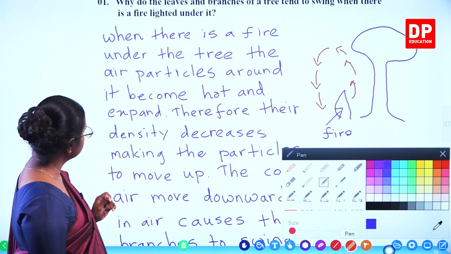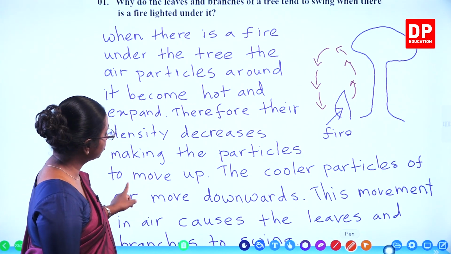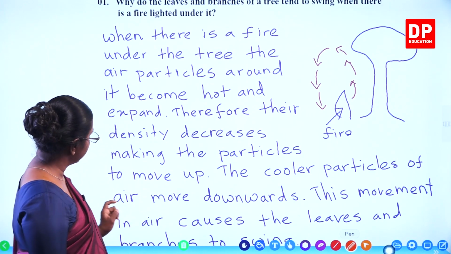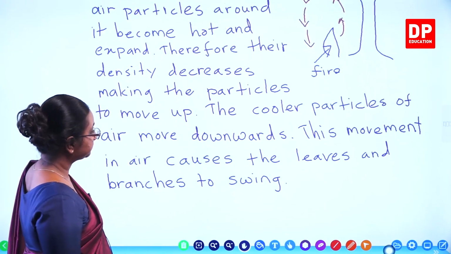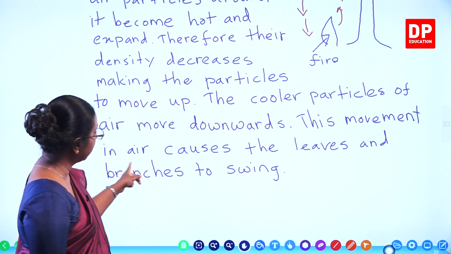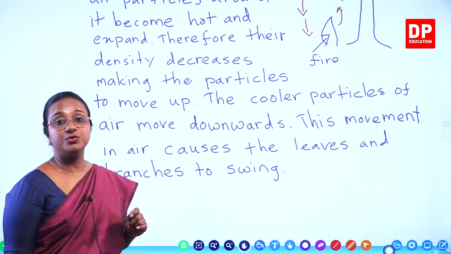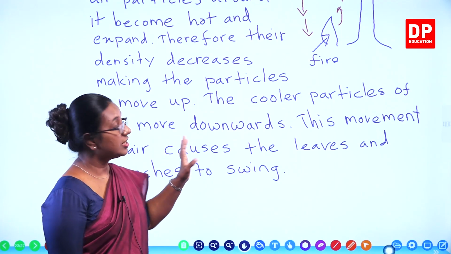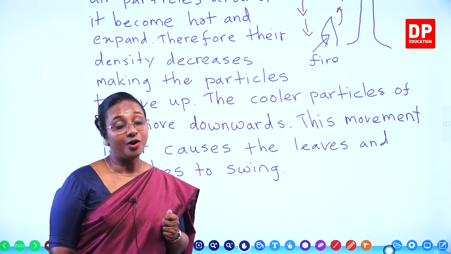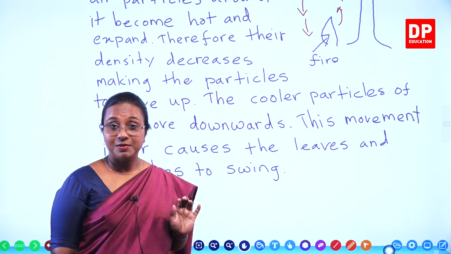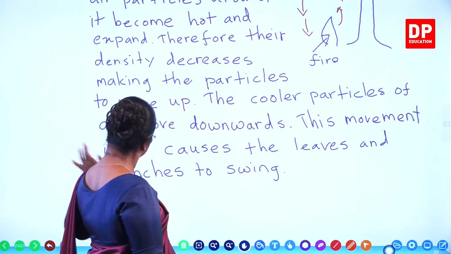Therefore, their density decreases, making the particles move up. The cooler particles of air move downwards. This movement in air causes the leaves and branches to swing. So, I am sure students, you were able to write a similar answer explaining the observation. With that, I will move on to the next slide.